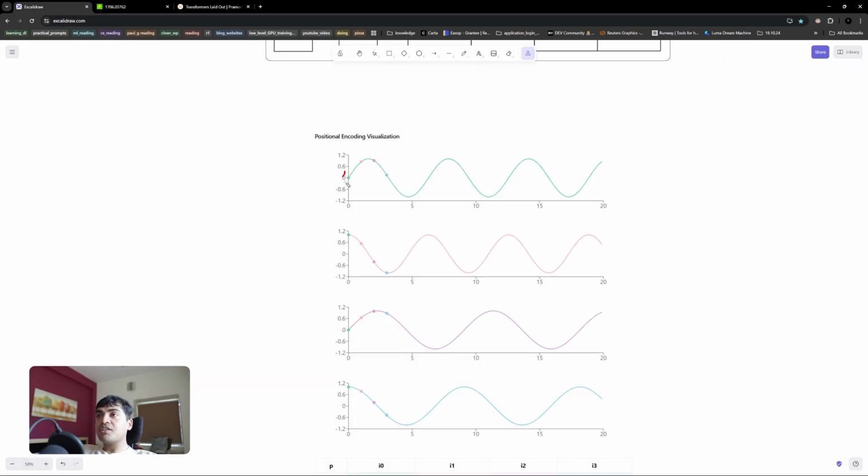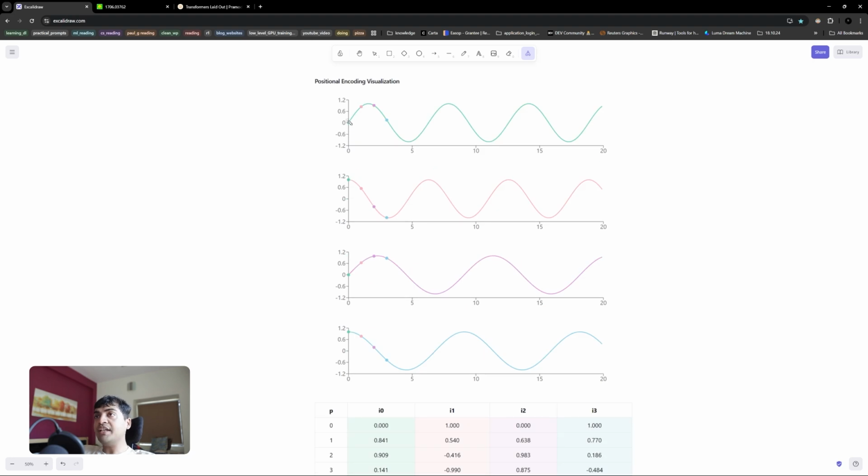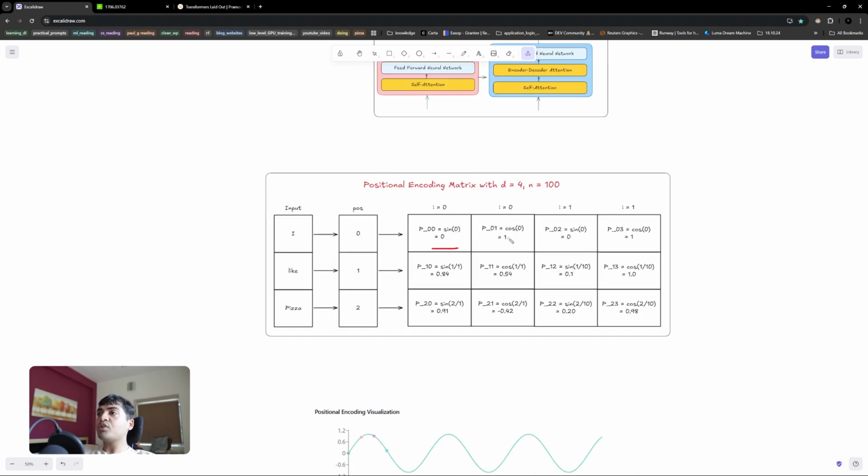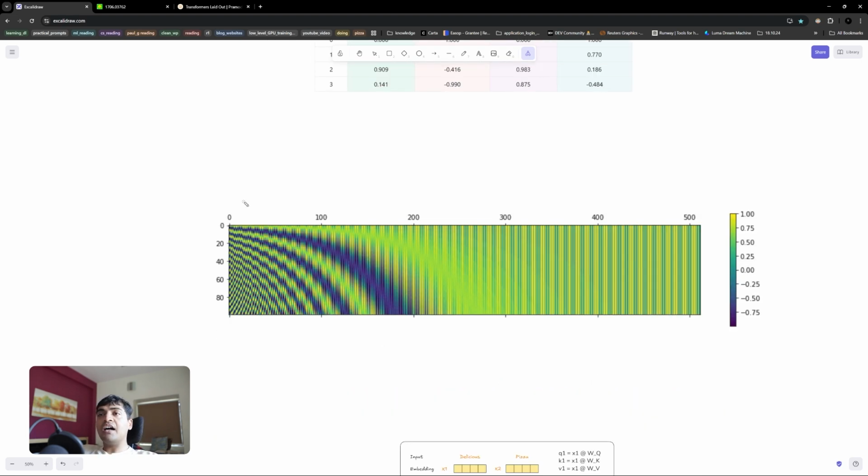So for different words, 0th position, for dimension 4, I know, okay, these are the values: 0, 0.841, 0.909, 0.14. Oh, sorry, position is over here. So 0.000, 1.000, 0.000, 1.000, exactly what we calculated. So that is how positional encodings are calculated, and this is a great visualization for that.